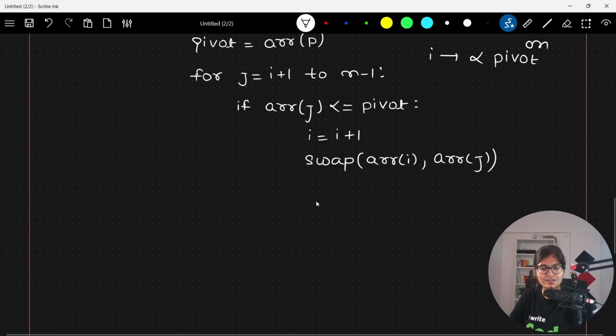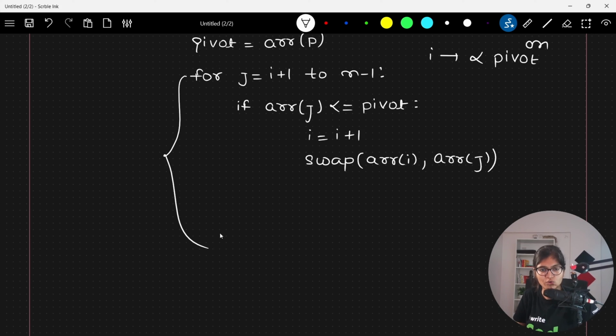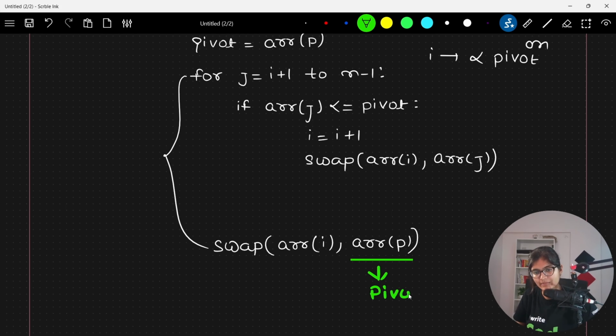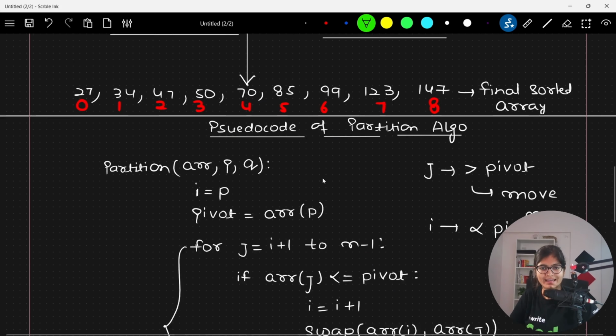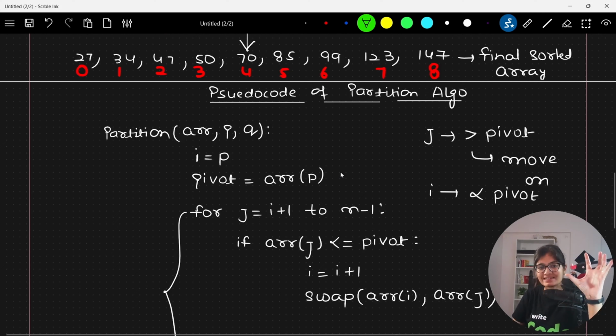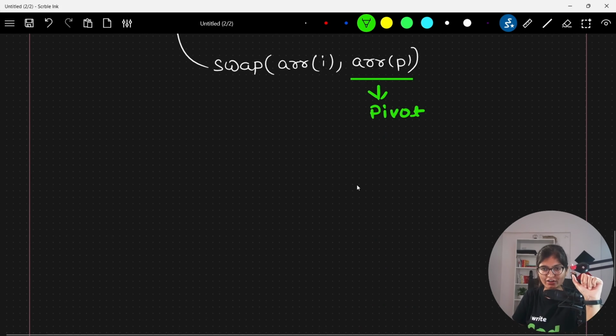And finally, when we move out of this for loop, a final swap will happen between the value of R of i and the value of R of p, which is nothing but the pivot element in our array. Can we say? So this is the simplest pseudocode of a partitioning algorithm.